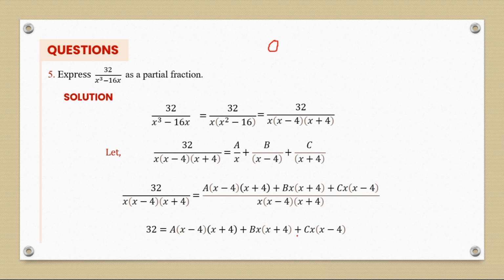And then you can also see, if I want to find the value of b, all I have to do is to let the value of x be equal to 4. So when I let it be equal to 4, c and a will cancel. Then if I want to find the value of c, all I have to do is let the value of x be equal to negative 4, as I can already see from here, and then this and this will cancel.